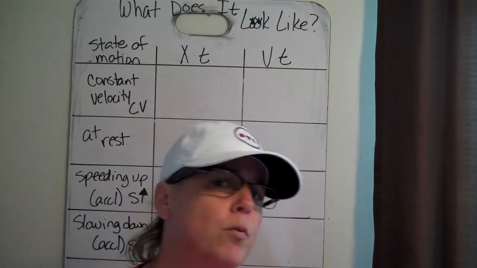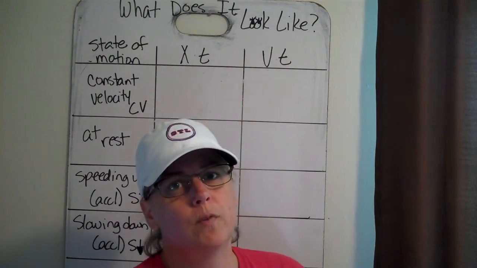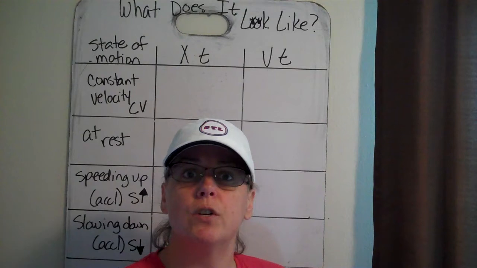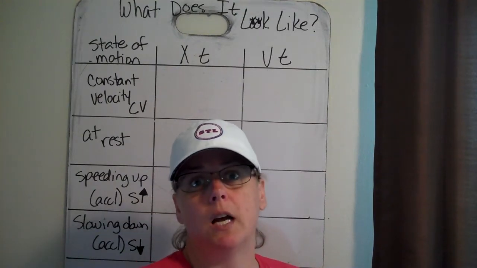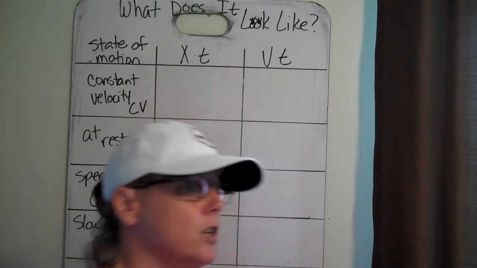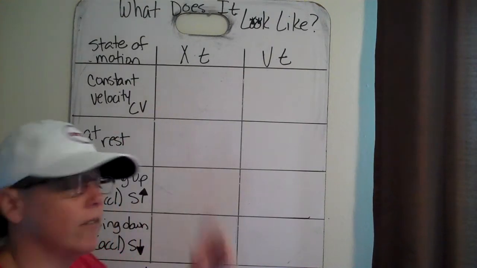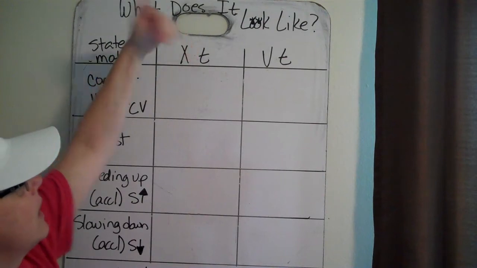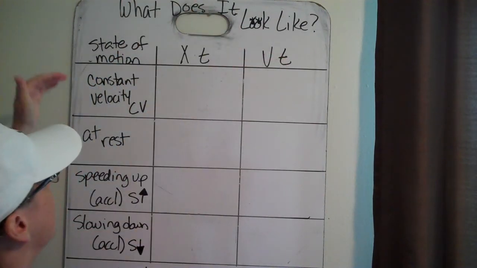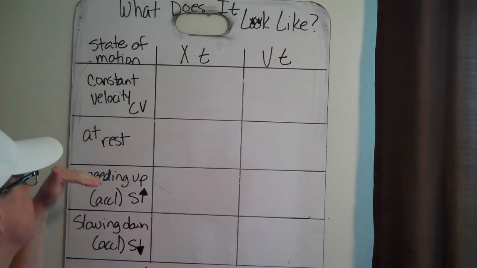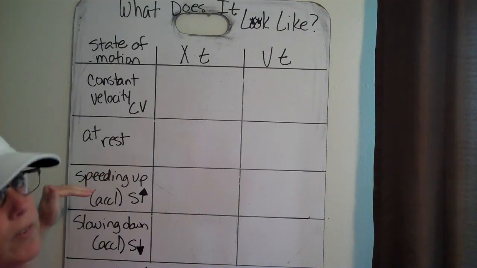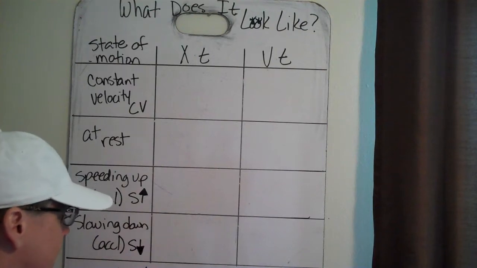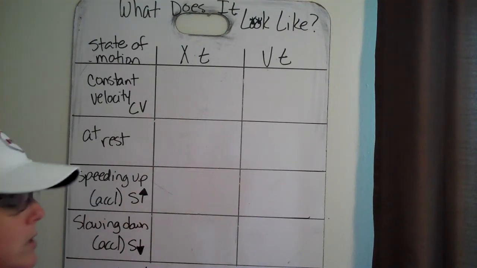So I'm going to go through it really quickly, and hopefully it will be a good resource for you for the next few topics that we're going to talk about. Okay, so here we go. So what does it look like? I've already got mine set up here. You can see state of motion, position time, velocity time, constant velocity, at rest, speeding up, which is a form of acceleration, slowing down, which is also a form of acceleration. So we're going to draw on here what the graph looks like.